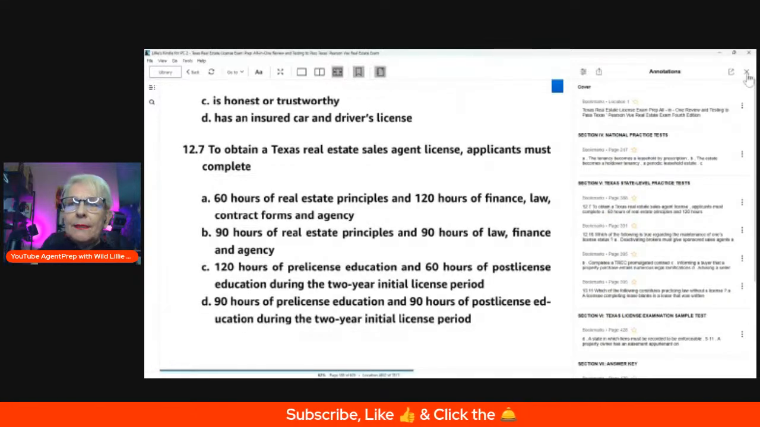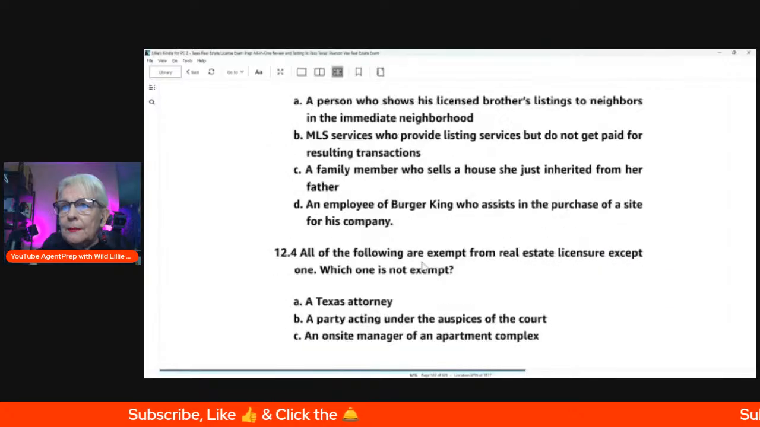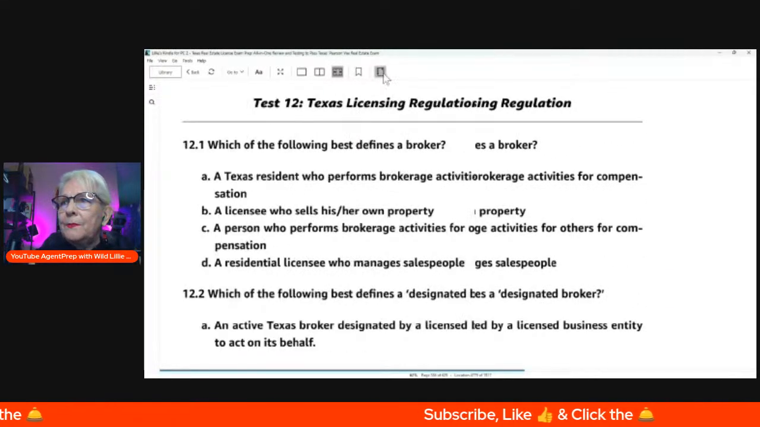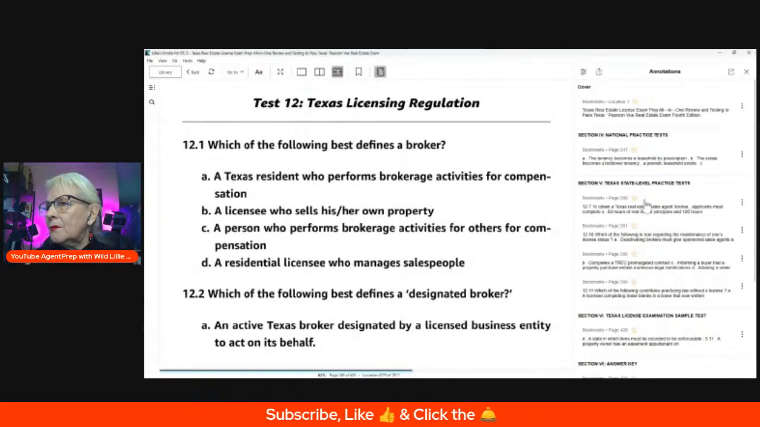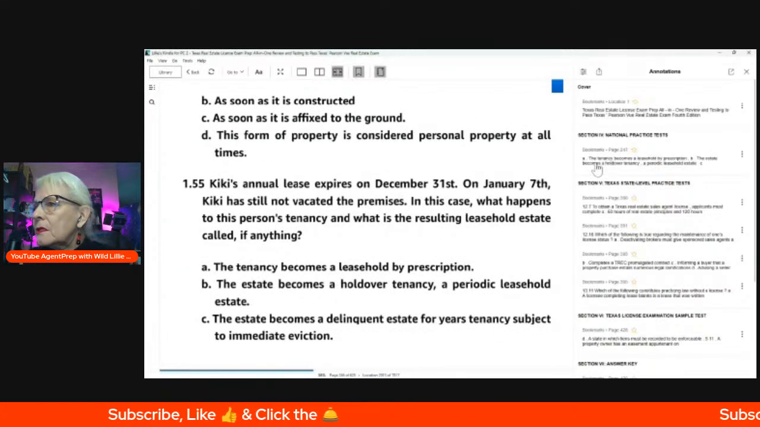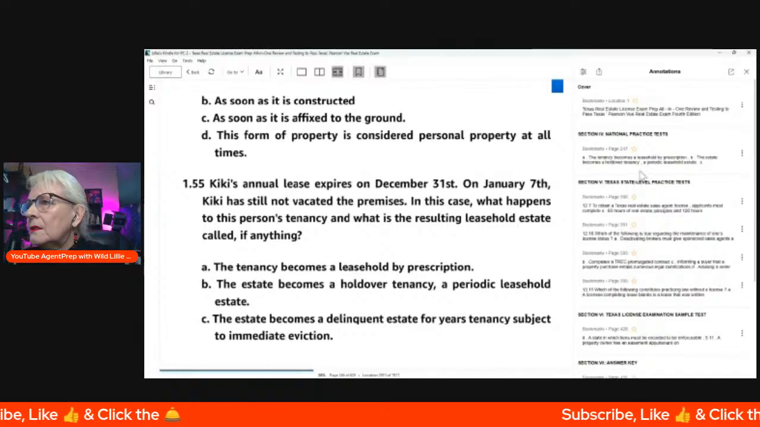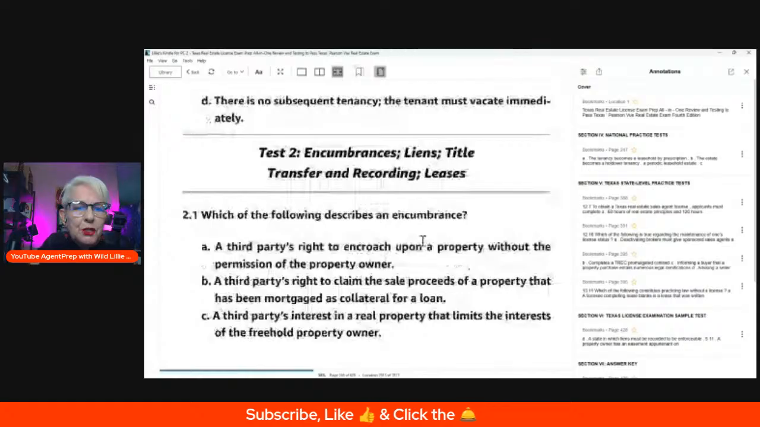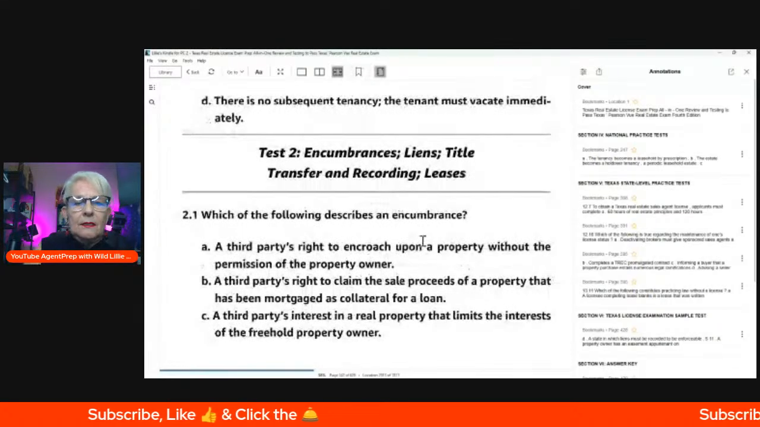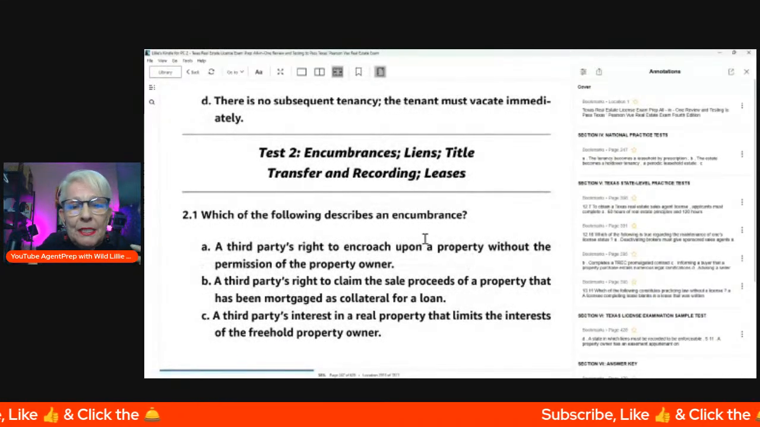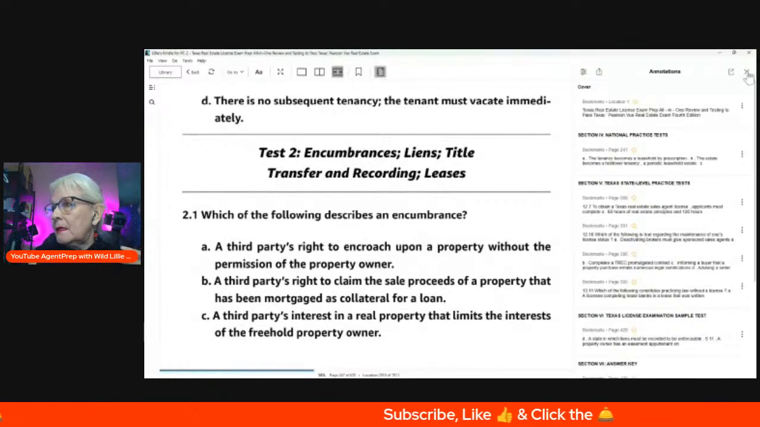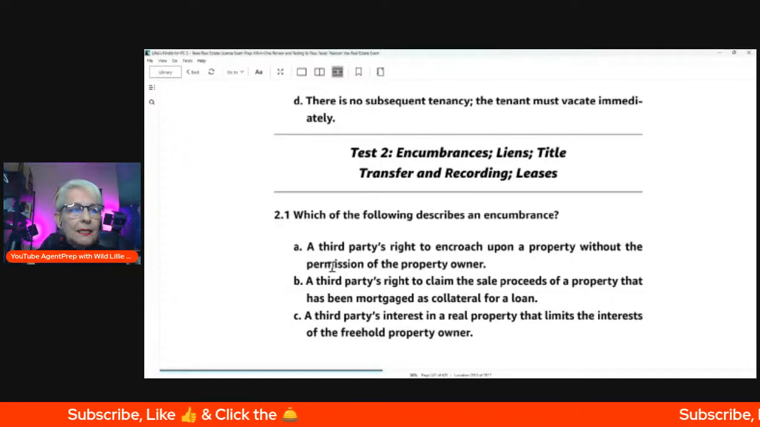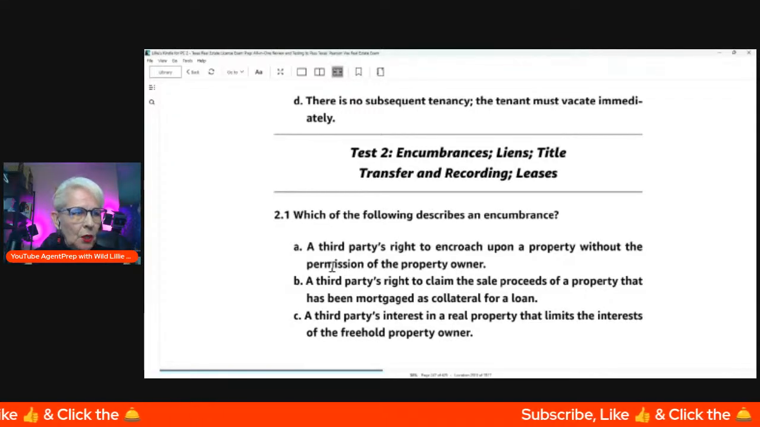We're continuing today with the national questions. We're doing test number 2. This section has to do with encumbrances, liens, titles, transfer and recording, and leases. So get prepared for this.